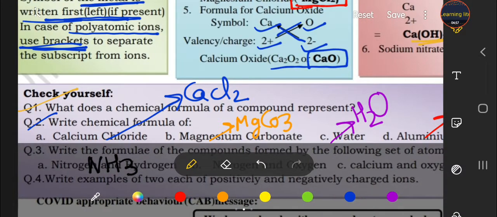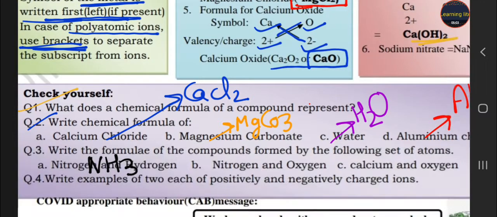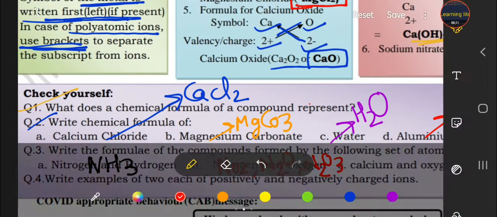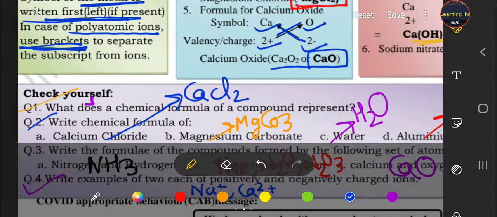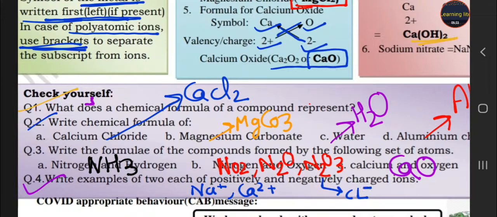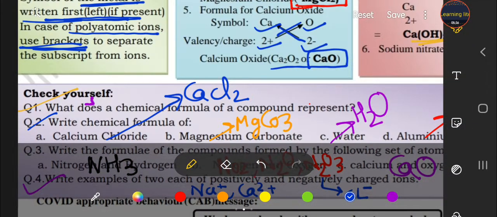From nitrogen and oxygen we form NO2, N2O and N2O3. And the last one, from calcium and oxygen we form calcium oxide, that is CaO. Write examples of positively and negatively charged ions. So positively charged ions are sodium, calcium. Negatively charged ions are chloride and sulfur.